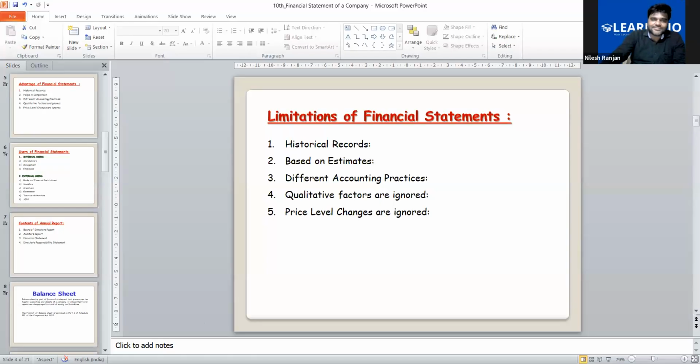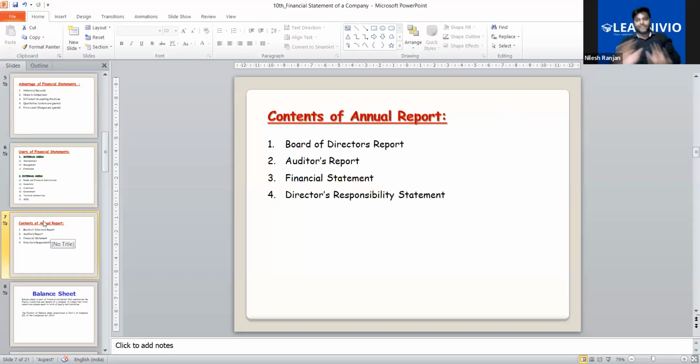Okay. So the next thing is contents of annual report. Actually, yes, you are very fast. This will take some time to record, but you have done very fast. The next is contents of annual report. So there are four things which are included in annual report.